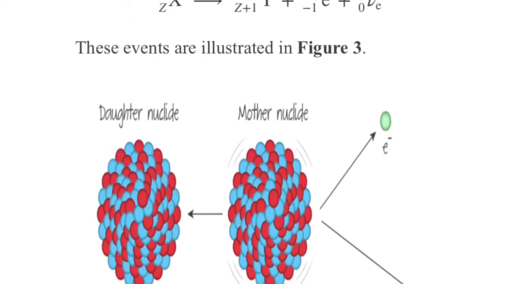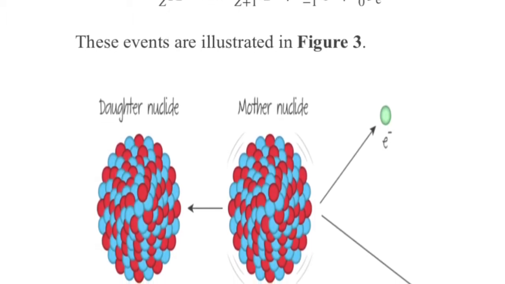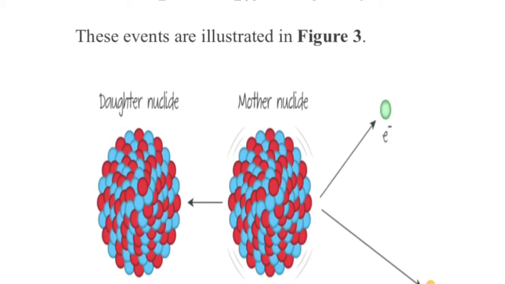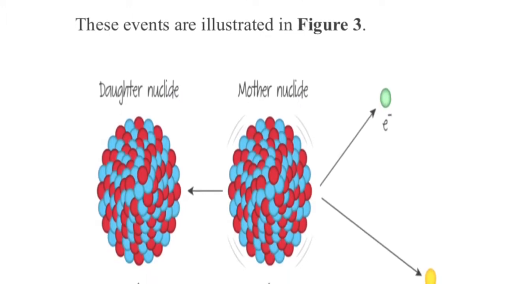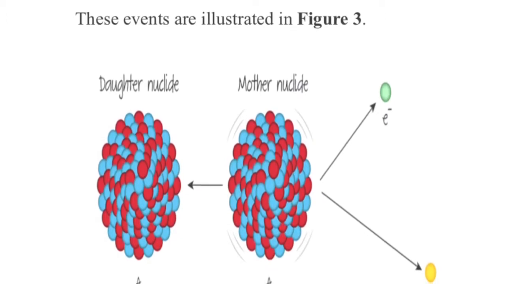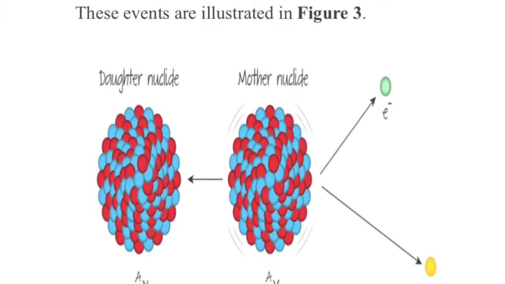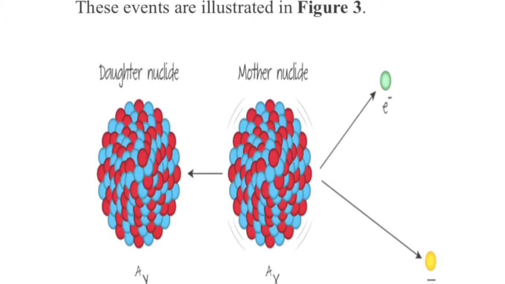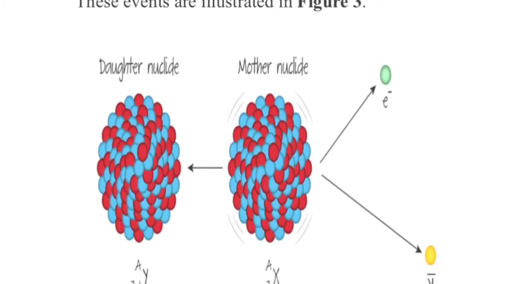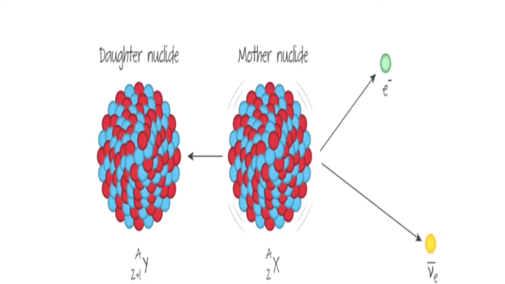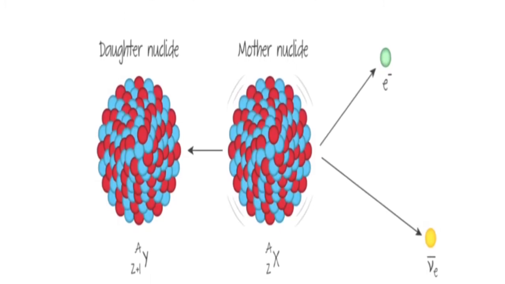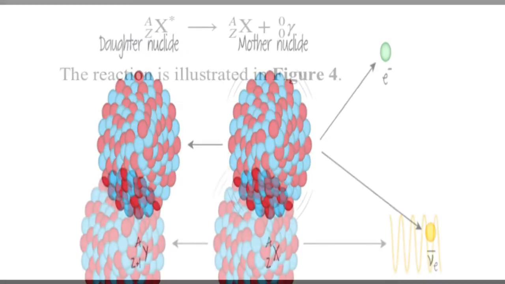In beta minus decay, a neutron decays into a proton, which has a slightly lower mass than the neutron, by emitting a beta minus particle, which is an electron, and an electron antineutrino. Meanwhile, in beta plus decay, a proton decays into a neutron while emitting a positron, an anti-electron which has a charge opposite to that of an electron, and an electron neutrino.